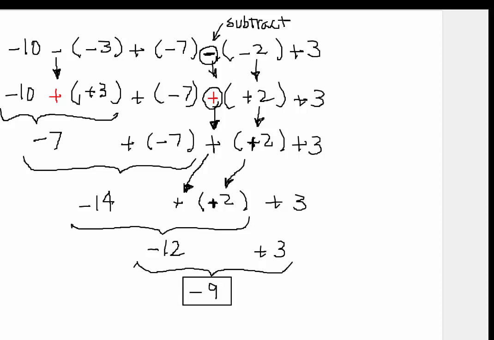Now, the one I showed you earlier, this was kind of like a shortcut, so you don't have to deal with this two at a time and make a mistake like I did earlier. So if I look at the same problem here, I'm going to write it again. -10 -3 plus -7 -2 plus 3.